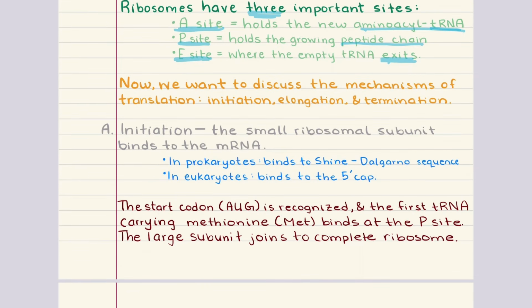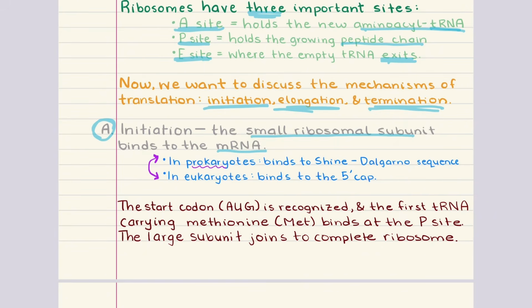Now, we're going to make more sense of this as we go through the steps of translation, which include initiation, elongation, and termination. Let's start with initiation. During initiation, the small ribosomal subunit binds to the messenger RNA. The exact way this happens depends on whether you're in a prokaryotic cell or in a eukaryotic cell.